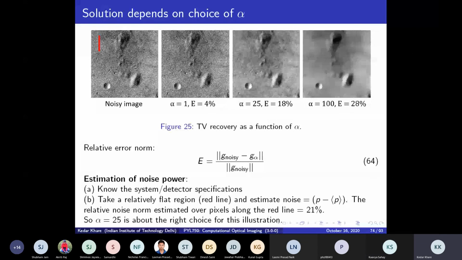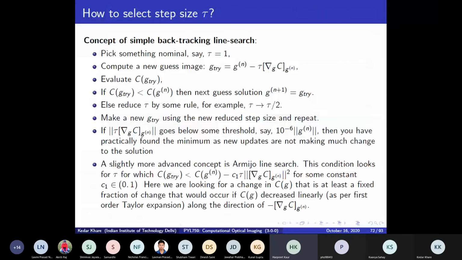Sir, in the step size, why are we taking the norm of del function? What will be the effect on optimization of the TV picture if we don't take the norm? Are you talking about this slide? Yes, sir, norm of tau times del G. It is the norm of tau times the del G, isn't it? Yes, sir.